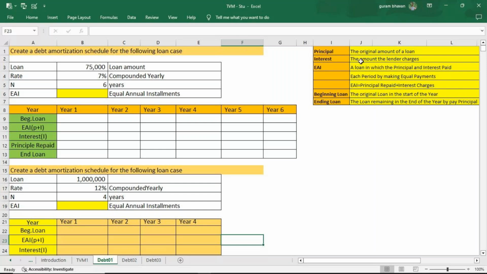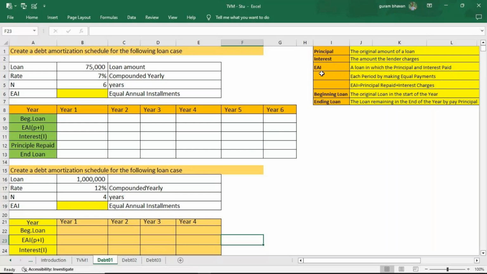So debt means it's nothing but the loan what we are taking. Here principal means the original amount of loan, the amount what I have taken from the bank. So that will be my principal amount. Interest, the amount the lender charges. So the bank people, how much they are going to charge the interest on the amount what I have taken.